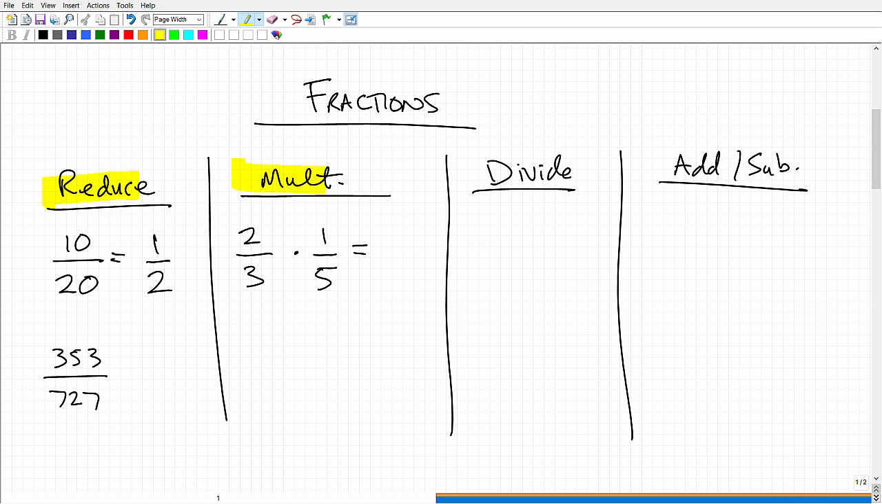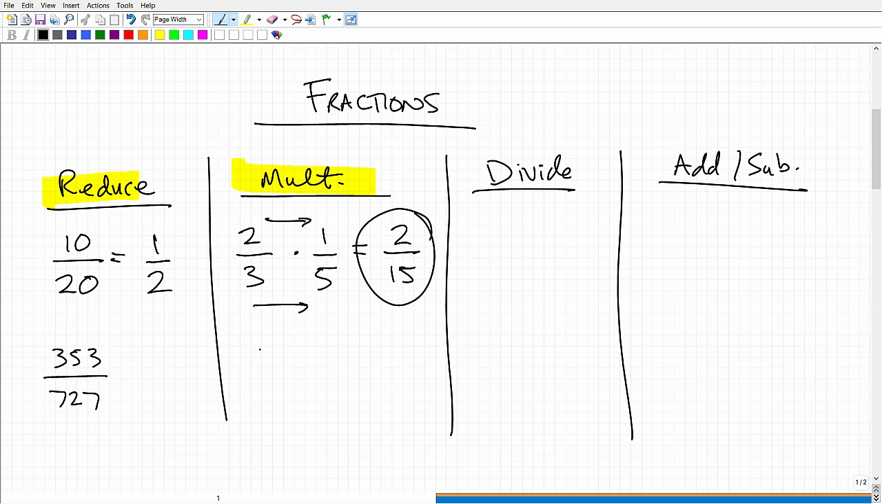So you've got to know how to reduce. When you multiply, it's very easy. All you do is multiply the numerators and the denominators together. So here, the answer to 2/3 times 1/5 is 2 times 1 is 2, and then 3 times 5 is 15. Very easy, okay? So multiplying fractions is okay as long as you remember that. You shouldn't have too much difficulty on it.